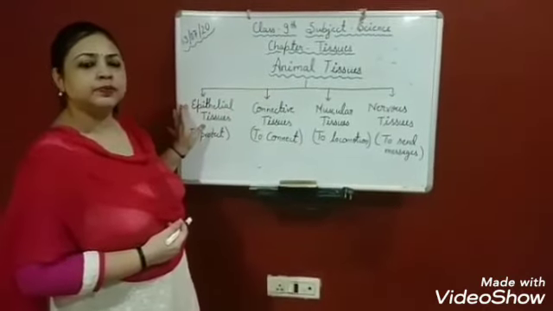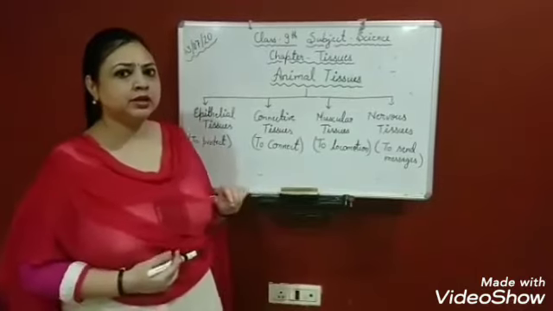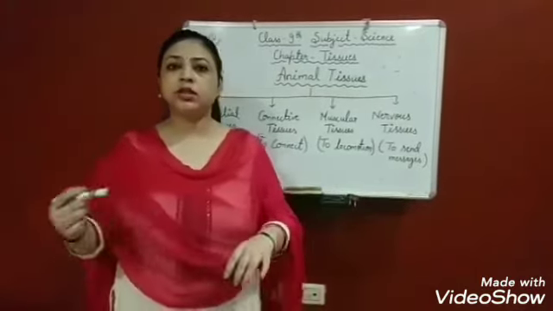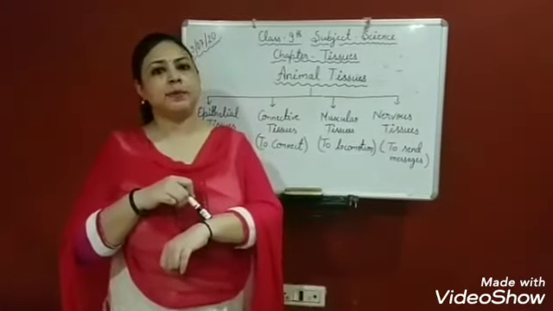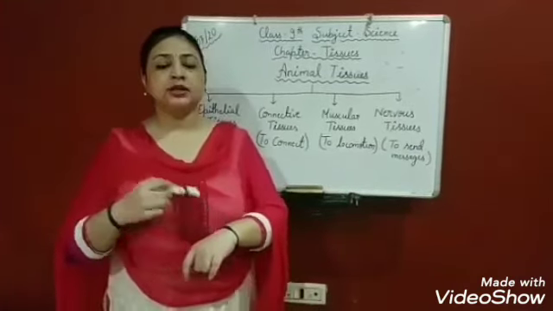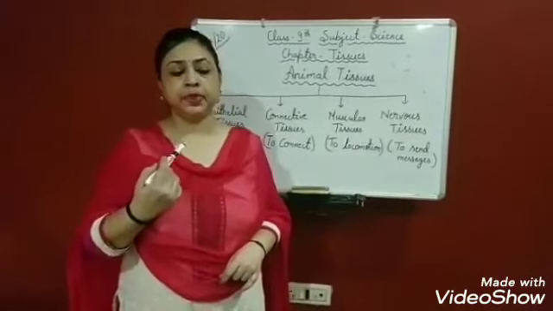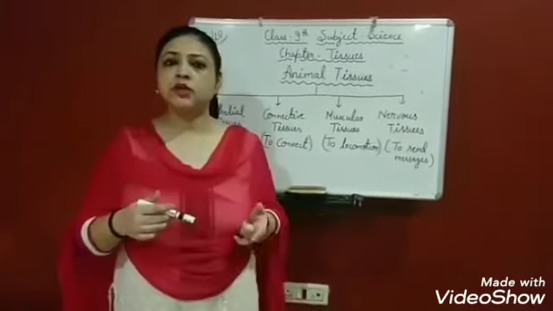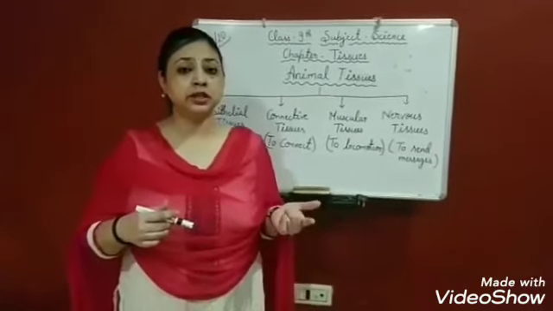Epithelial tissues are the tissues which can protect our body. Like the outermost layer of the body is skin. Skin is made up of epithelial tissues, right? The lining of the mouth is also made up of epithelial tissues. The outer covering of the organs is also made up of epithelial tissues.